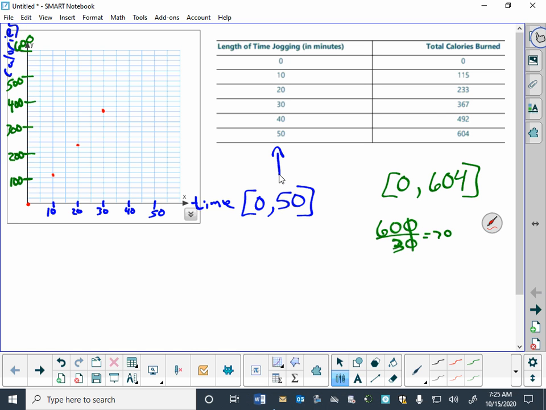40, 492. That's very nearly 500. 492, probably right around there. And 50, 604 would be just barely above the top of this. They look like a nice straight line. It looks like it would be a strong relationship here.